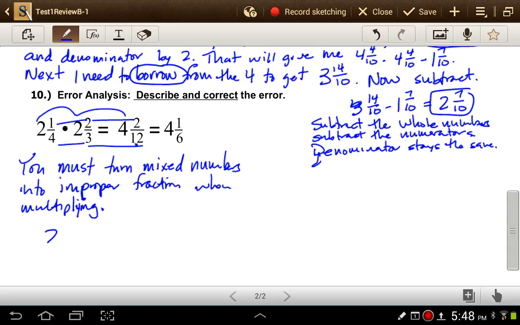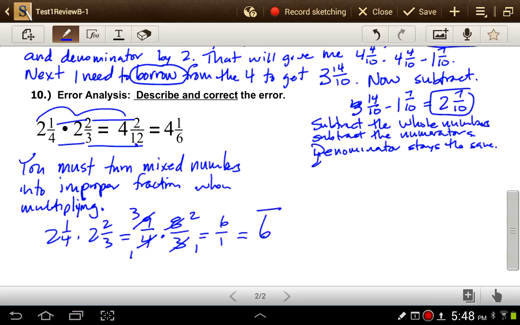So 2 and 1/4 times 2 and 2/3 turns into 9/4 times, 3 times 2 is 6 plus 2 is 8/3. Cross cancel. Divide these both by 4, so that becomes 1 and 2. Divide these both by 3, so that becomes 1 and 3. I get 6 over 1, and 6 over 1, guys, equals 6. And that is our second video.